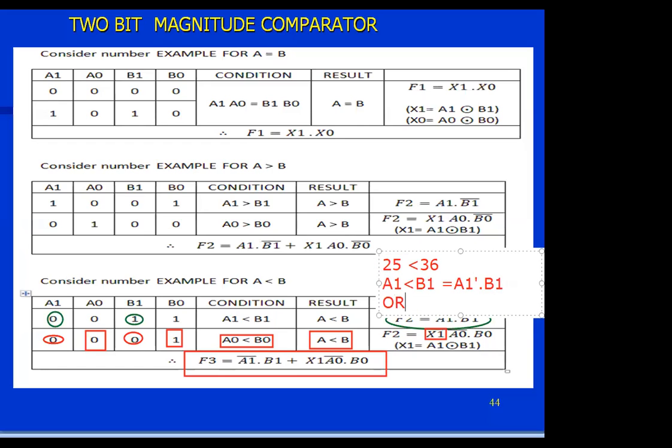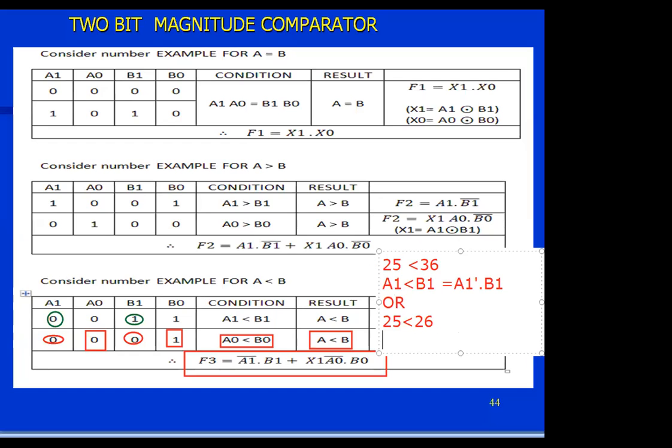Or we can also check the second condition. Second example in this one, A1 equals B1. We are checking for the LSB. Same number I am taking, 25 is less than 26. MSB bits are identical, but LSB bits are not identical. Here we have checked the two conditions.